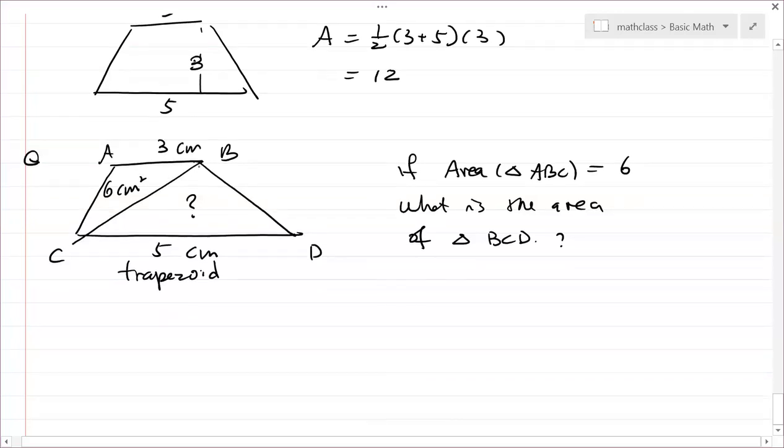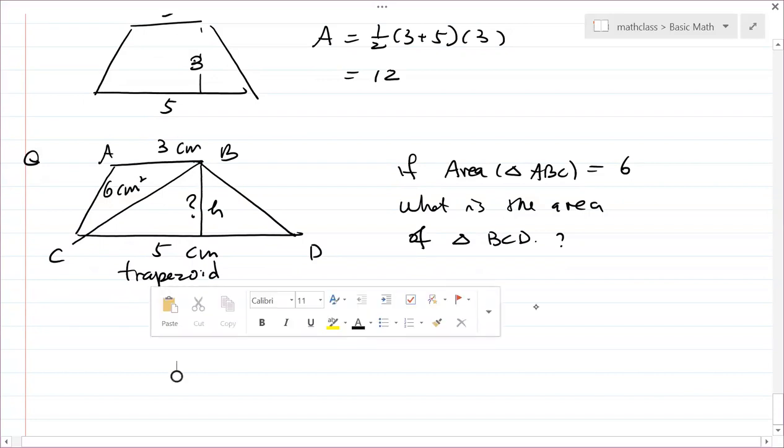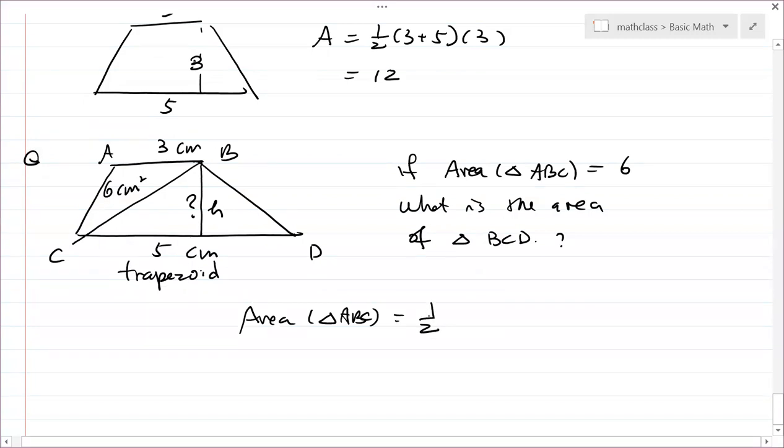And so this is the height, right? But this height is also the height of the upper triangle. So the area of the triangle ABC is obtained by half of the base, which is 3, times the height, right? Because the distance between two parallel lines is the height for both triangles. That's the key point, right?